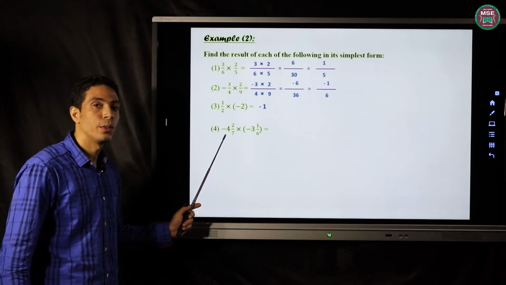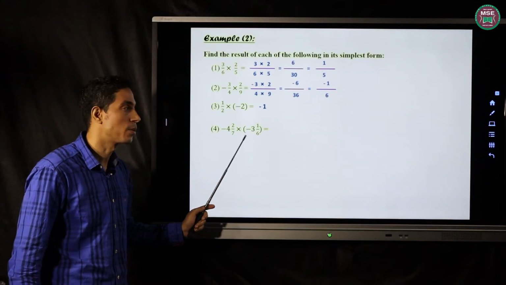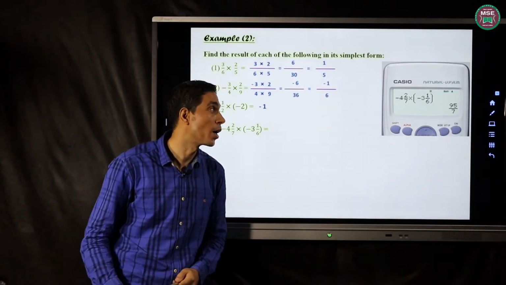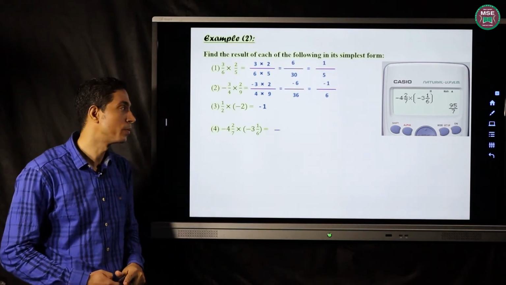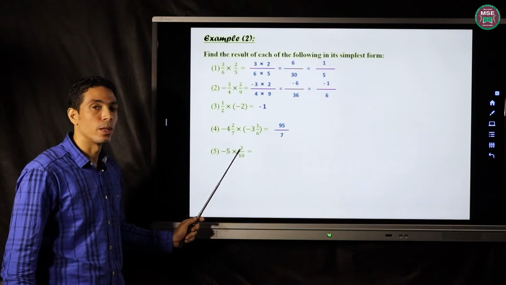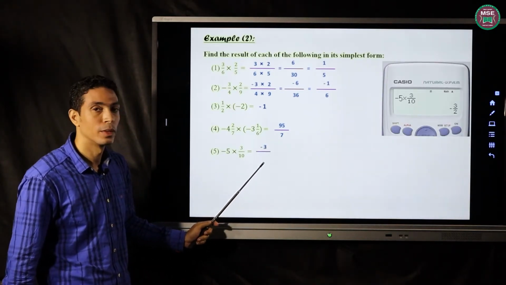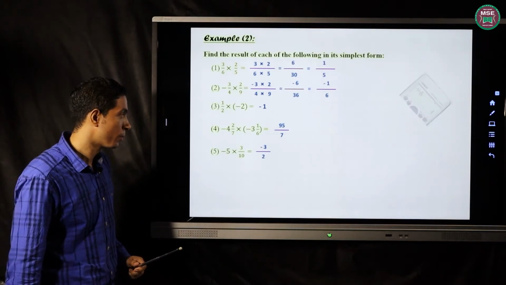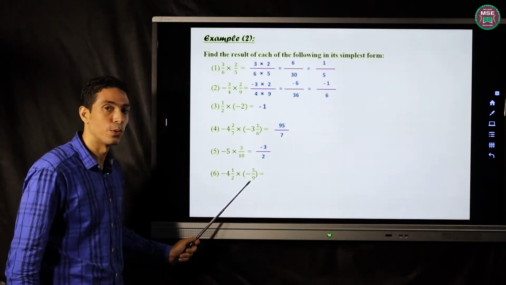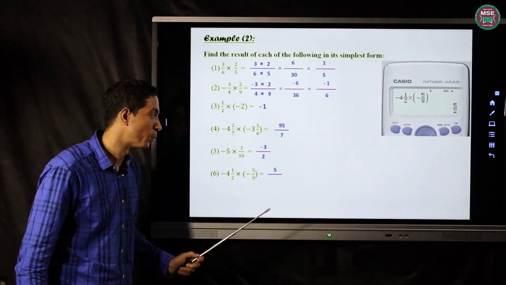Number 4, negative 4 and 2 over 7 times negative 3 and 1 over 6. We can multiply by the calculator. The result will equal 95 over 7. Number 5, negative 5 times 3 over 10 will equal negative 3 over 2. Negative 4 and a half times negative 5 over 9. By using the calculator, the result will equal 5 over 2.